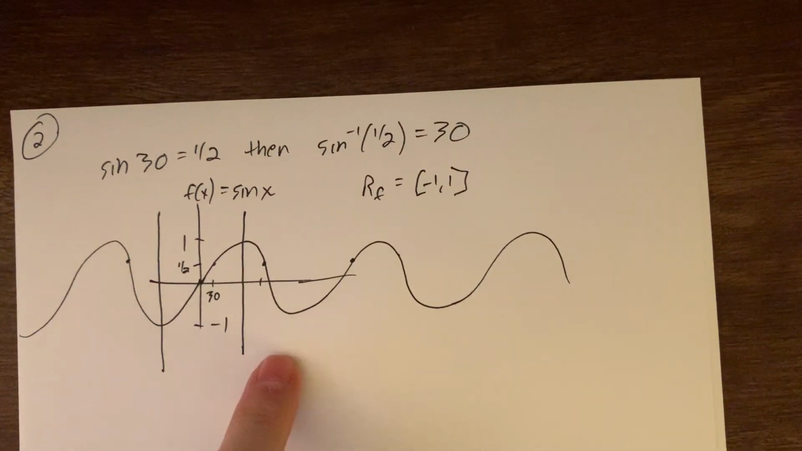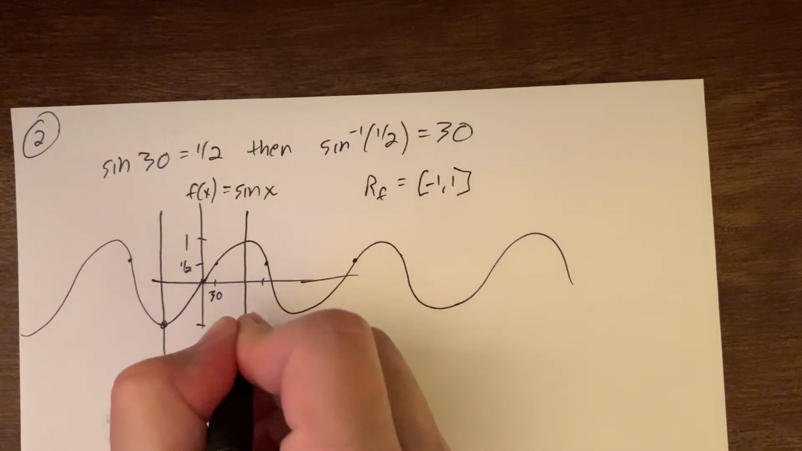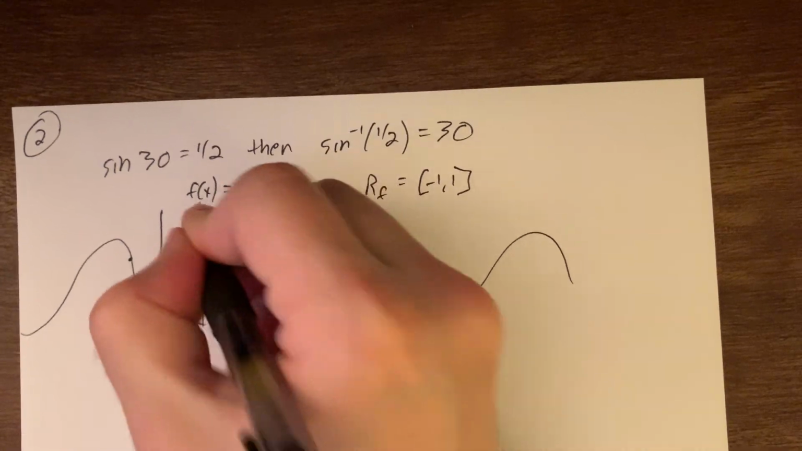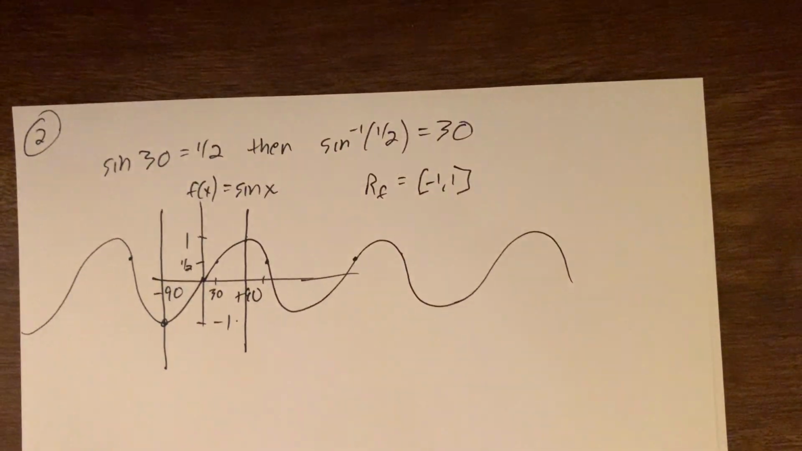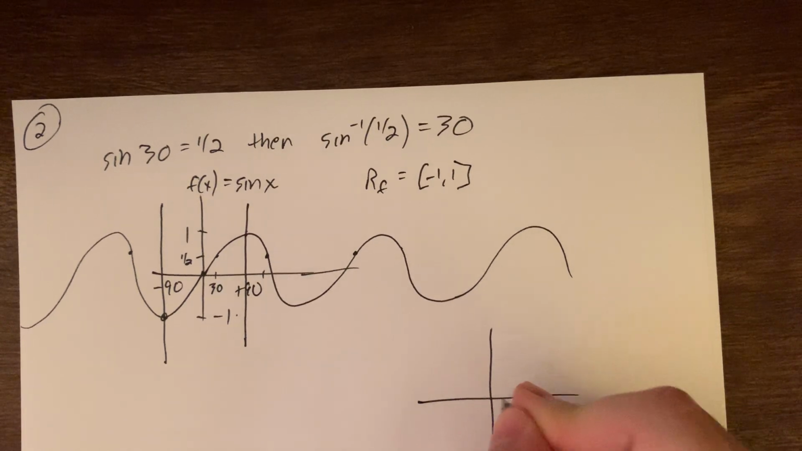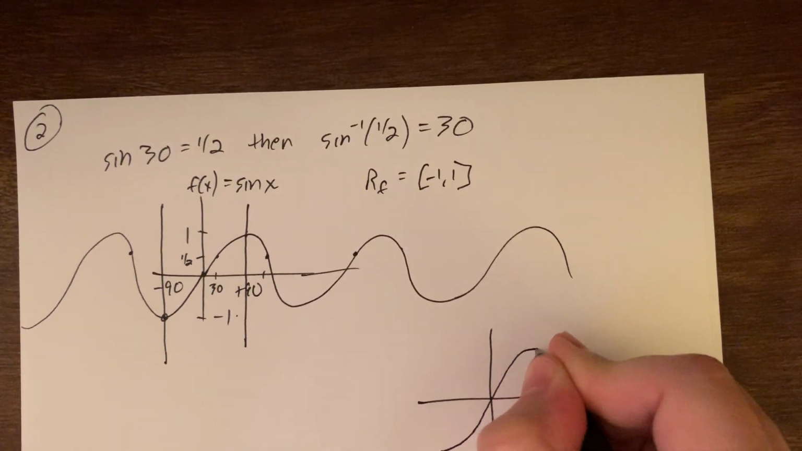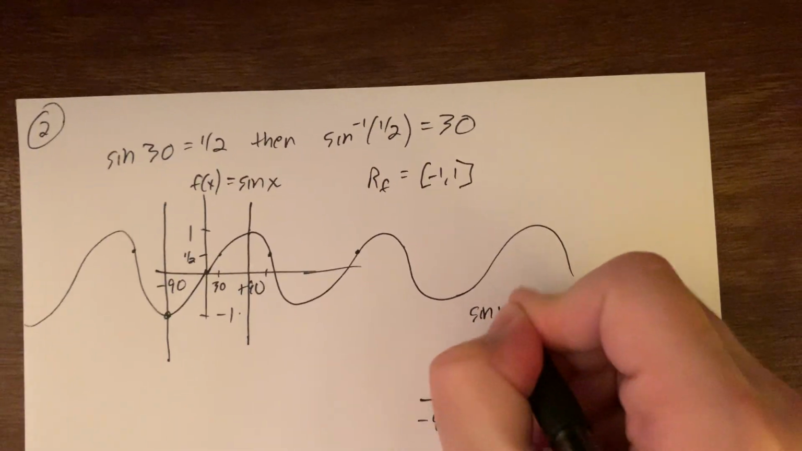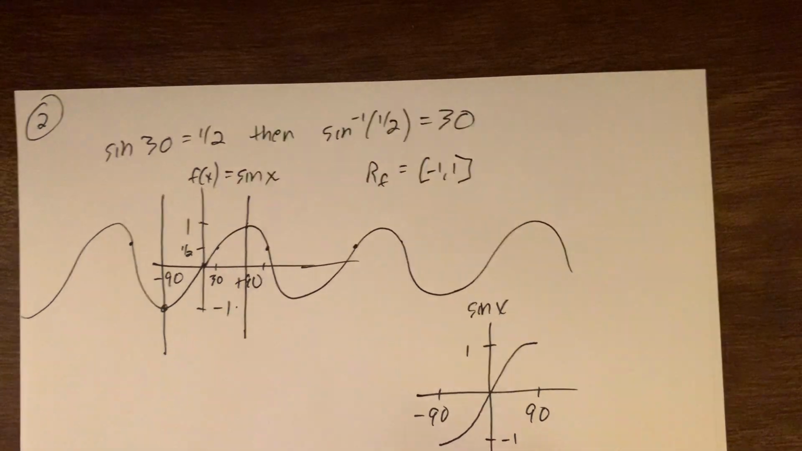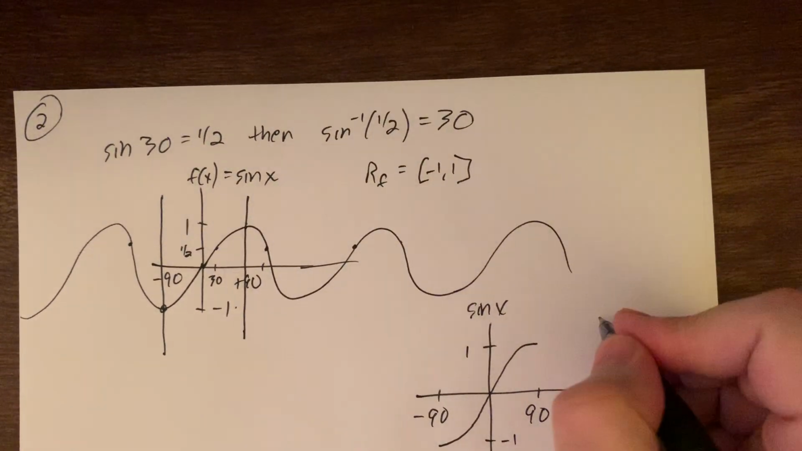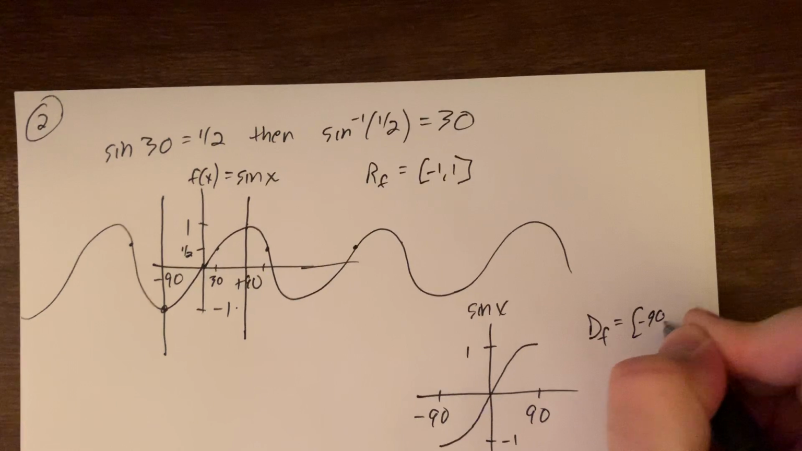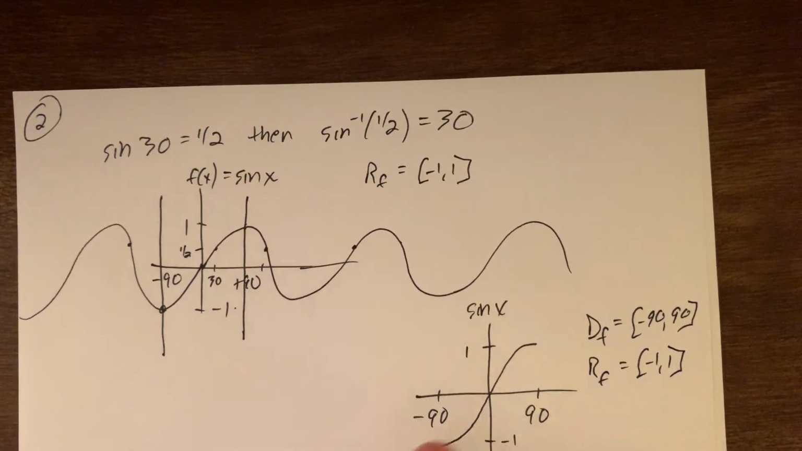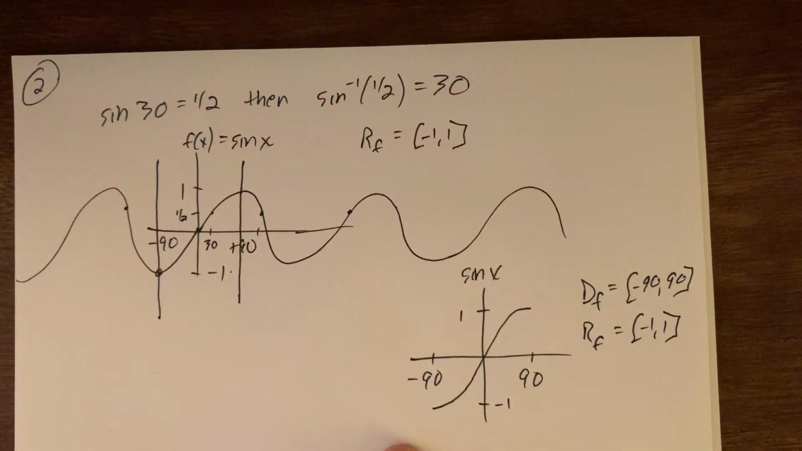If I just cut the graph from here to here, this gives me the -1, and that would be negative 90 degrees. Here gives me the value of positive 1, and that would be a positive 90 degrees. If I just restrict my sine graph to those spots, this is still sine x, but now with the domain from negative 90 to 90, I still get the full range, and now I do pass the horizontal line test.